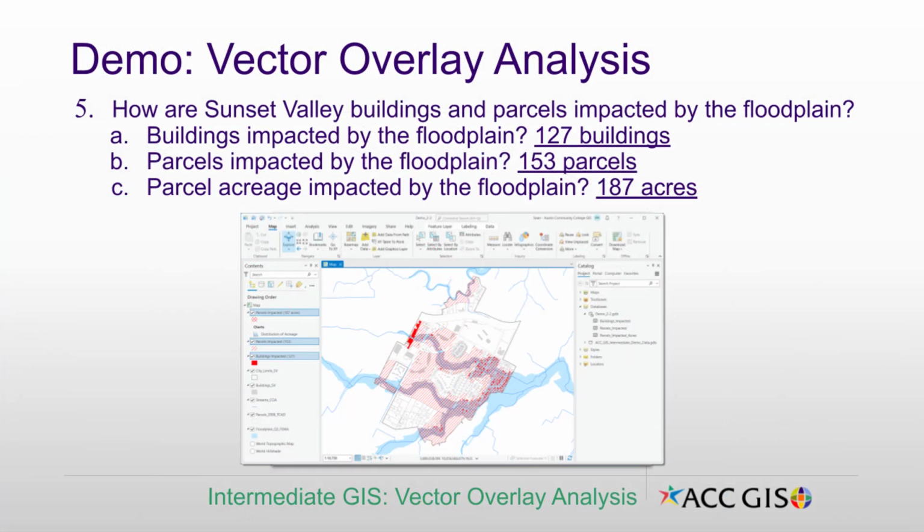All right, so here are the results for our vector overlay analysis. How are Sunset Valley buildings and parcels impacted by the floodplain? There were 127 buildings impacted, 153 parcels impacted, and 187 parcel acres impacted by the floodplain.